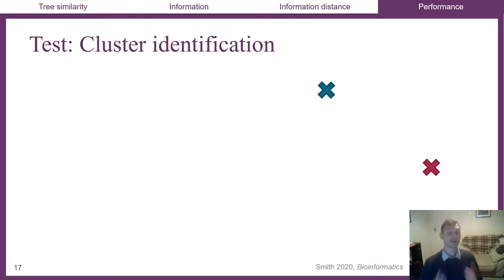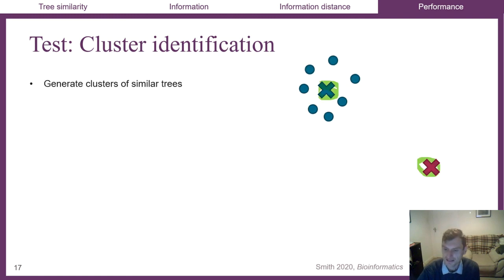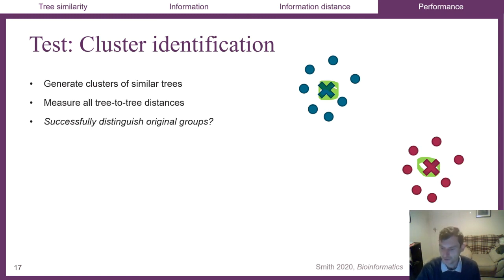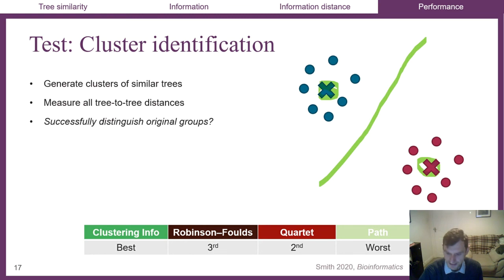I could also do some more empirical tests. So here I've taken two different trees and I've perturbed each of these trees in order to generate a cluster or group of similar derivative trees. And by measuring the distance between each pair of trees in this simulation, I ought to be able to get back to identify these two separate groups. Now with the clustering information distance, I'm able to do this in a majority of cases, but with other tree distance metrics, it's much harder to reconstruct these original clusters, which I know are genuine. I made them myself.